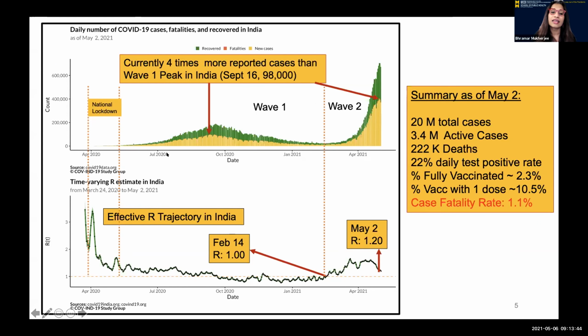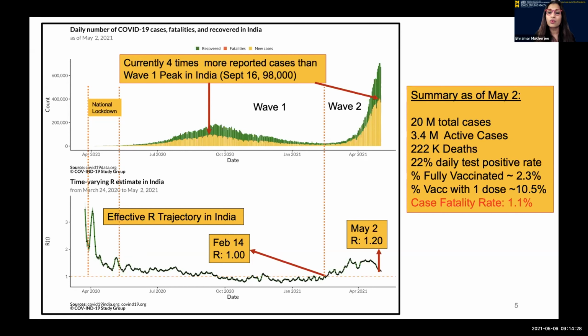The first national lockdown in India was very early, and that was between March 24 to May 31. That was a 6-week lockdown. And you can see that the virus curve peaked in September with about 98,000 cases per day, and then went down steadily until in February, it started showing an uptick again. And the second wave has been much, much higher, registering 4 times more reported cases in India than wave 1 peak. And also the healthcare system has completely crumbled, leading to a rise in the number of deaths as well.